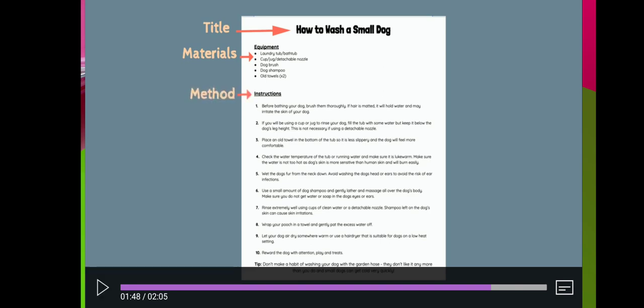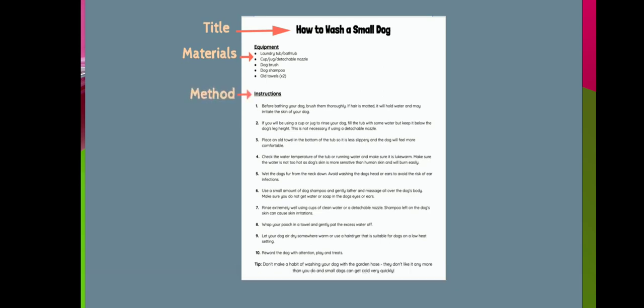Then after materials, you can see instructions, right? These are the process, these are the method of how to wash a small dog. You can notice that the verbs in all these methods are imperative verbs. For example, before bathing your dog, brush them thoroughly. See that, brush them. You are instructing them, right? You are giving like an order.